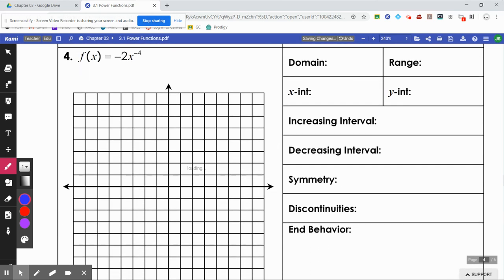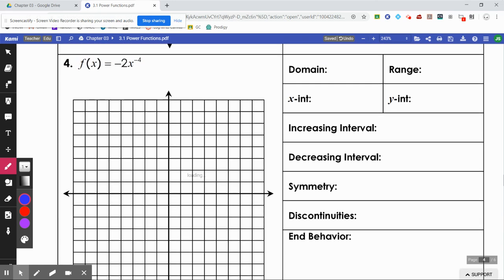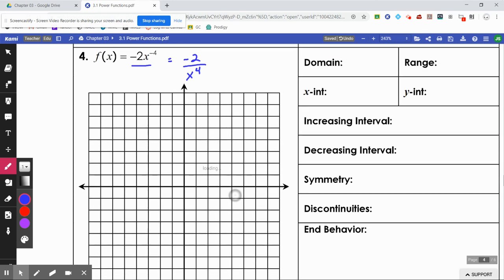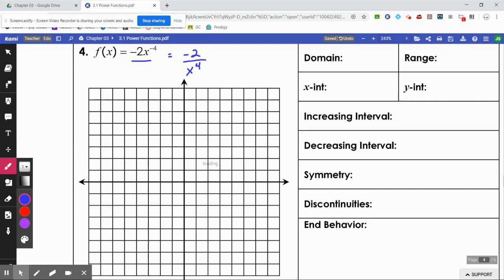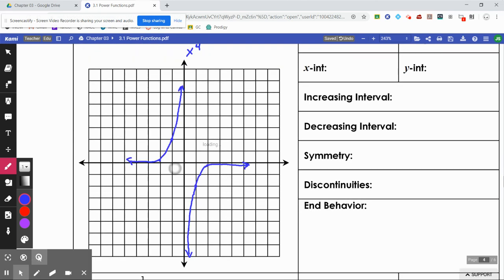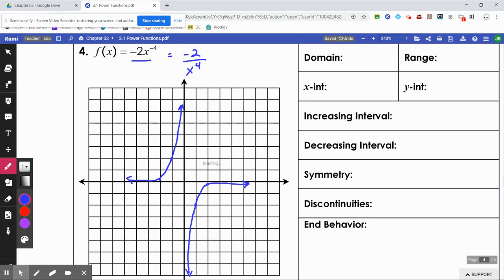Okay, number 4. We're graphing here -2x to the -4, which would again be -2 over x to the 4th power. Notice you have your negative coefficient out there, so it's going to look very similar to our second one that we graphed. Let's create a little table of values and plot some points. And there's a look at what your graph would look like.